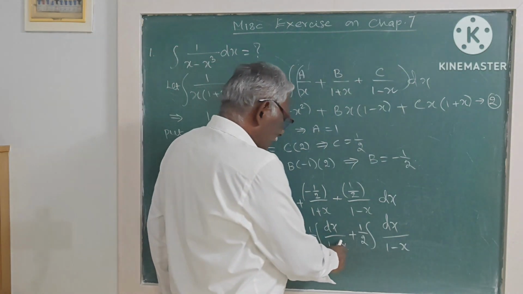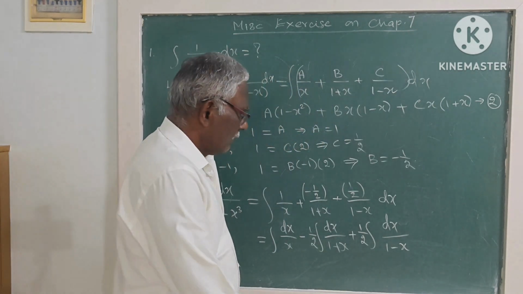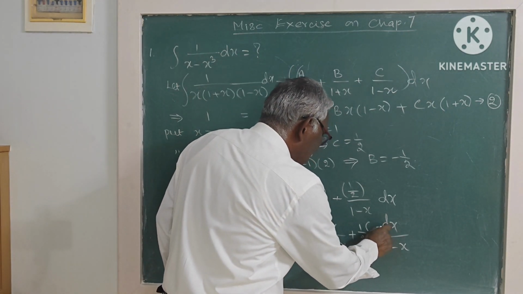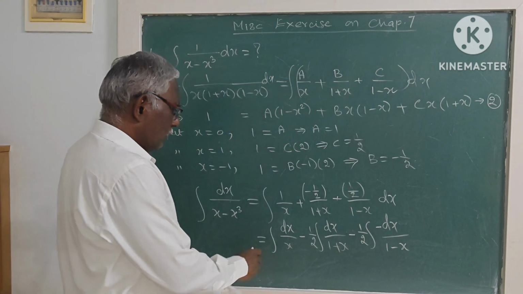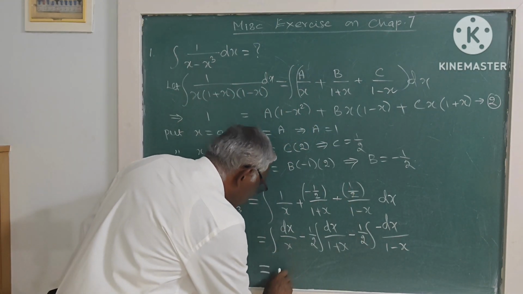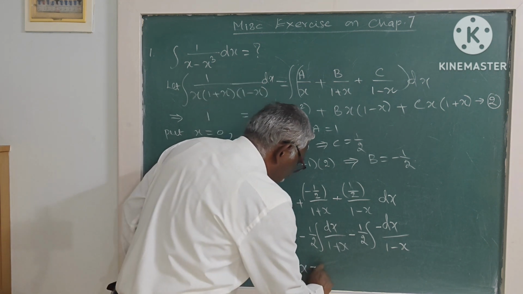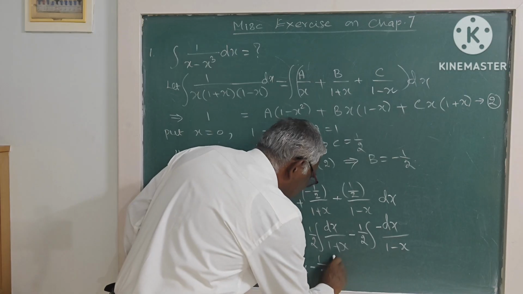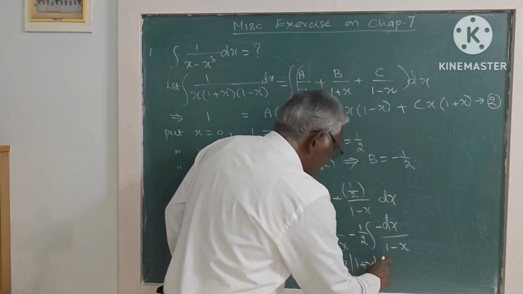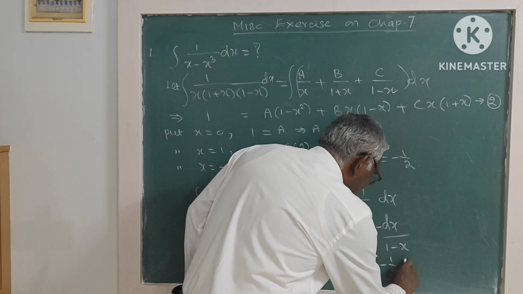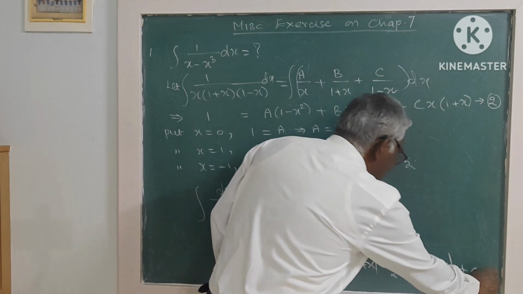If we differentiate 1 plus x, we are getting dx. If we differentiate 1 minus x, we are getting minus. So put minus in here, and this also becomes minus. Now on integrating, we'll get log x minus half times log of 1 plus x minus half times log of 1 minus x plus constant.